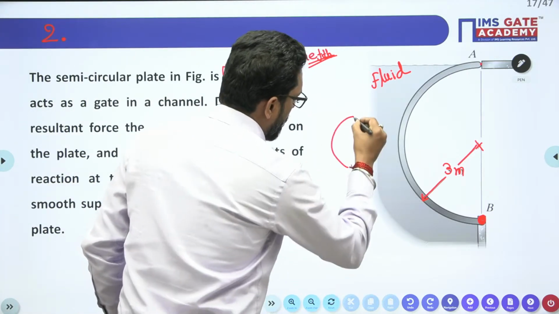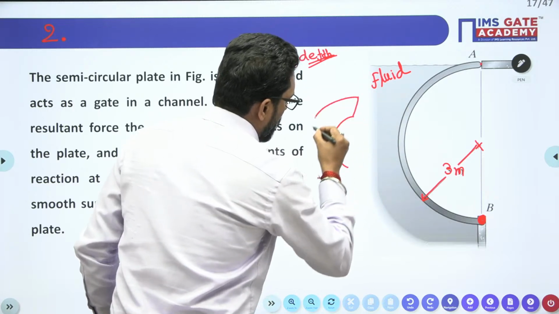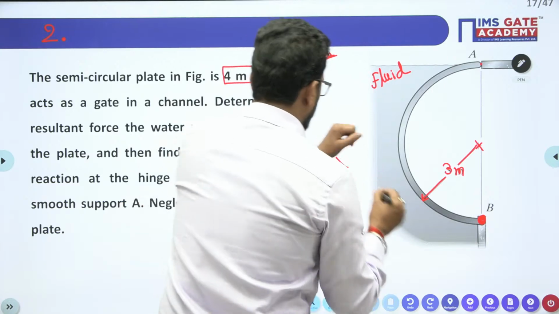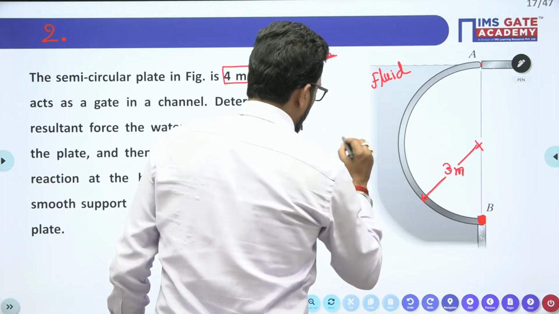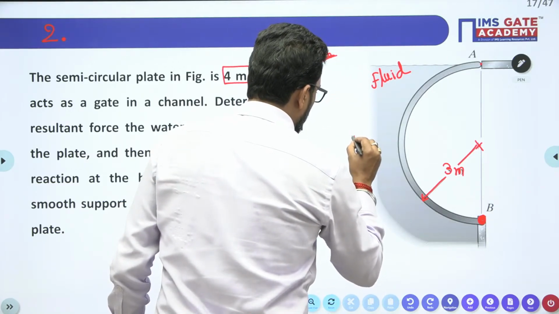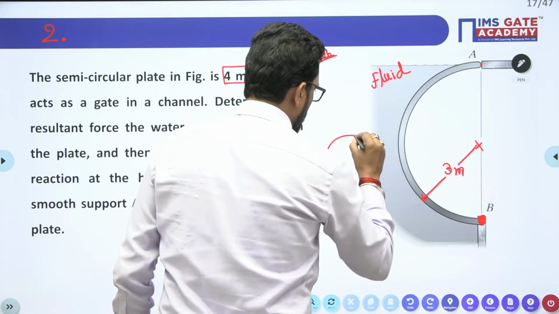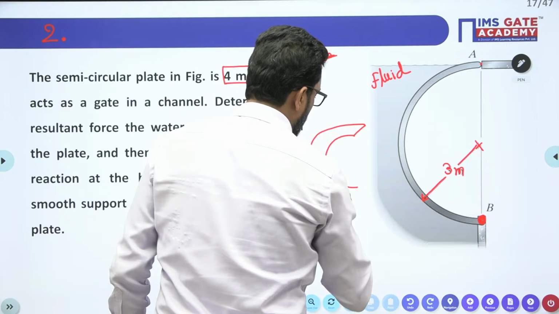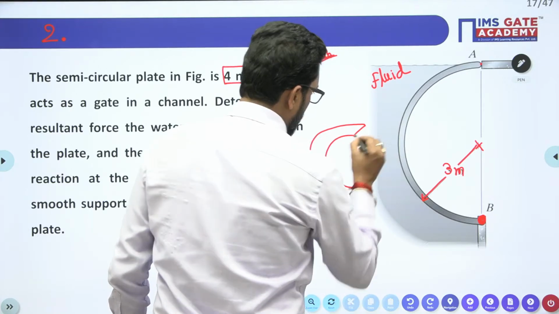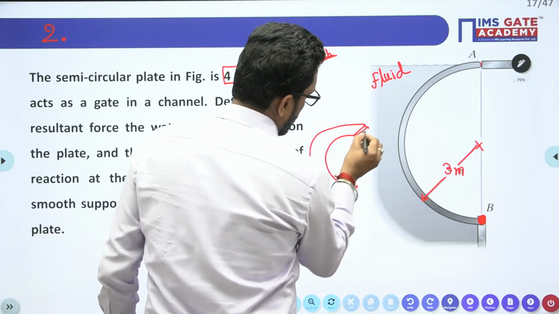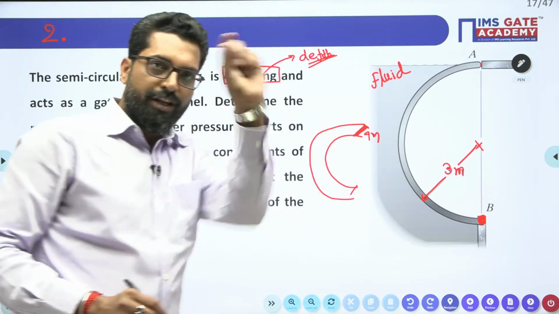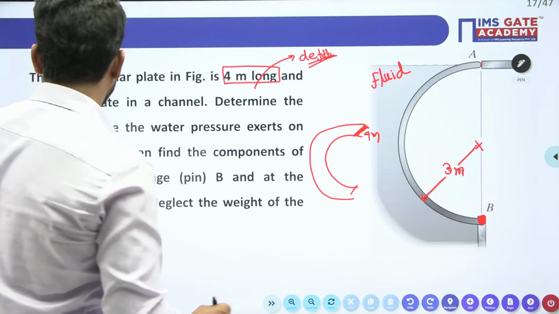This is semicircular, right? It is like that. This is your plate. It is 4 meters, a thin plate-like. Okay, 4 meters. Okay, beta.